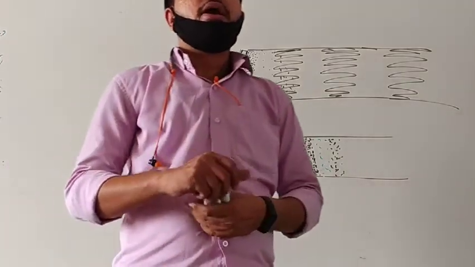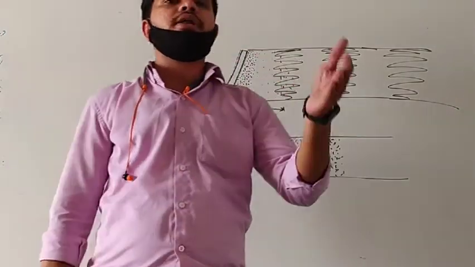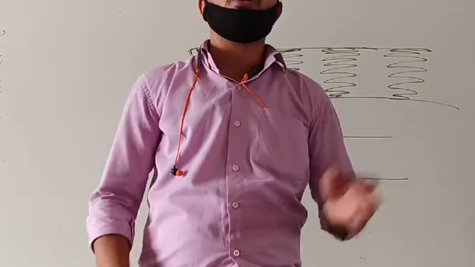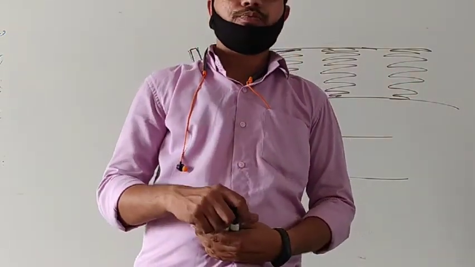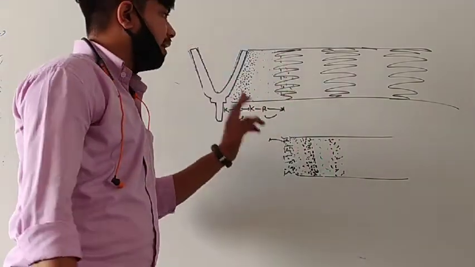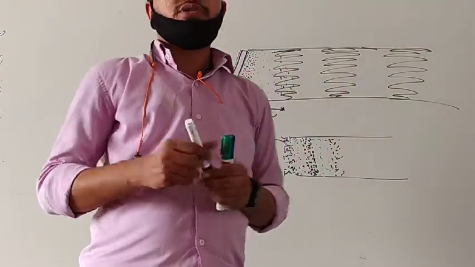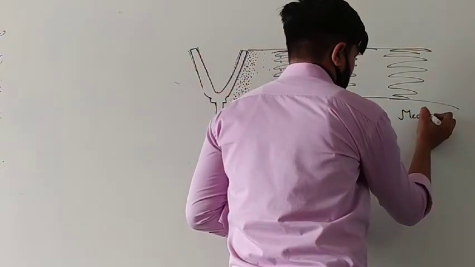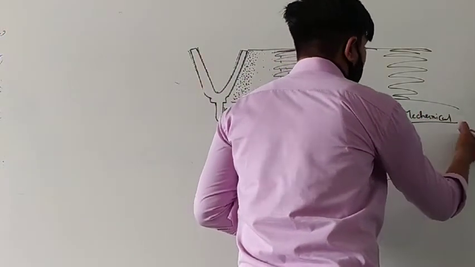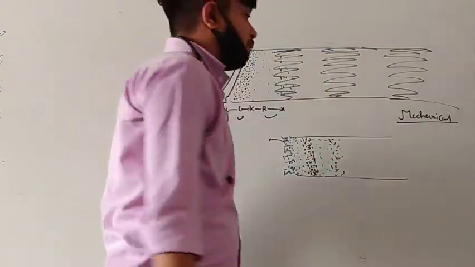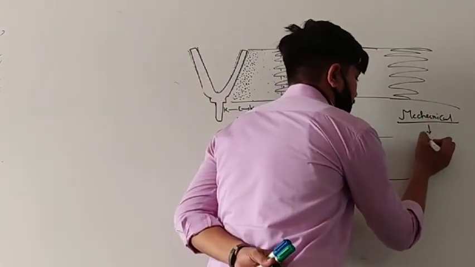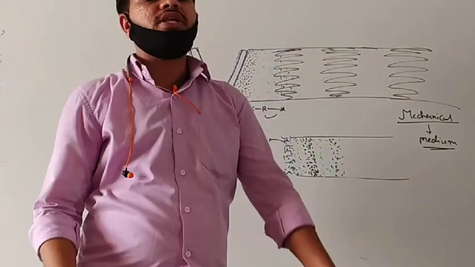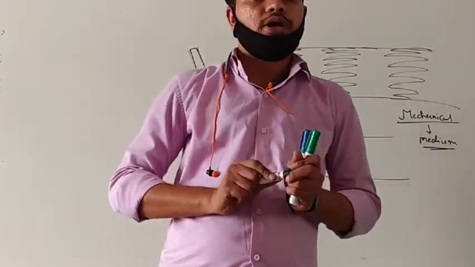So you can say that sound can propagate in a medium by a change in density or by a change in pressure also. Not only that, sound waves are also known as mechanical waves. Why are they known as mechanical waves? Because for propagation, they need a medium. If there is no medium, then sound can't propagate.